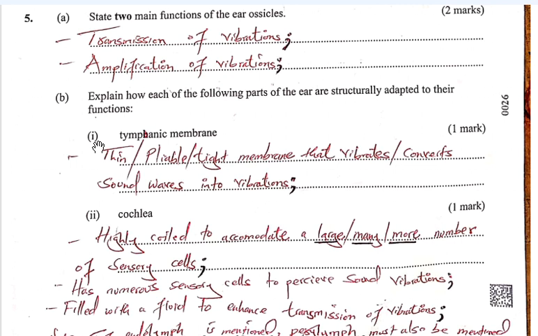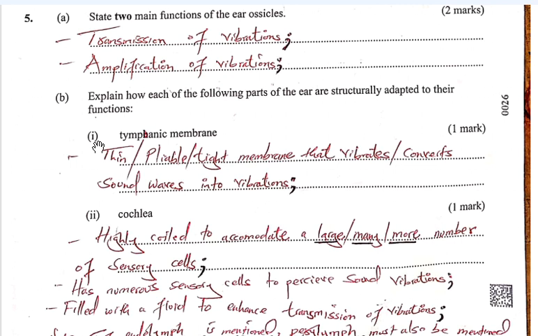Part B, explain how the following parts of the ear are structurally adapted to their function. The first one, tympanic membrane. And the tympanic membrane, the other name is the eardrum. And when you talk about the adaptation, for an adaptation to be correct, we have the structure and how it is modified plus the correct function.